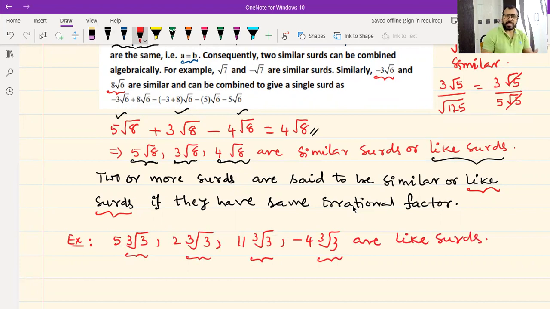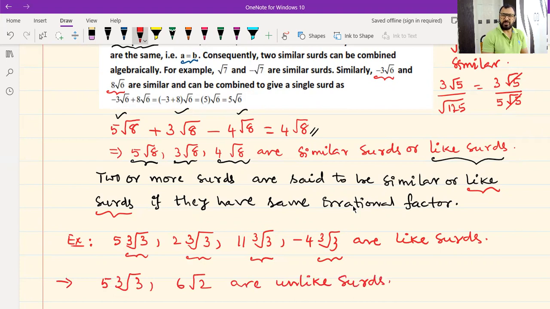And if they do not have the same irrational factor in common, then they are said to be unlike surds. So here I'll write unlike surds. For example, 5 into cube root of 3 and 6 into square root of 2 are unlike surds. They are unlike surds. Now two more concepts left. That is, what is the conjugate surd and what is a rationalizing factor.